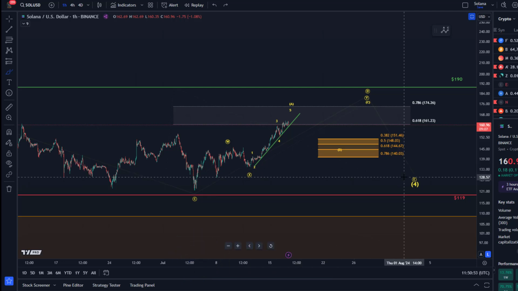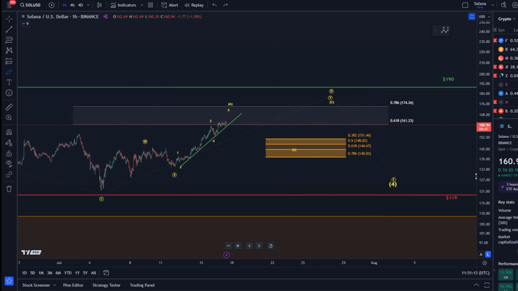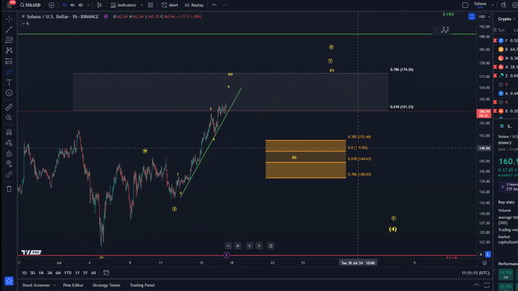But it would need to hold above the C wave low, which is at $121.60, but we might not even go down that much in this E wave. First of all, we have another support area to watch, and it is defined between $140 and $151.46. So there are a few Fibonacci levels here. Additional levels are $148 and $144.67. These would have to be moved slightly if the price manages to push higher once more.